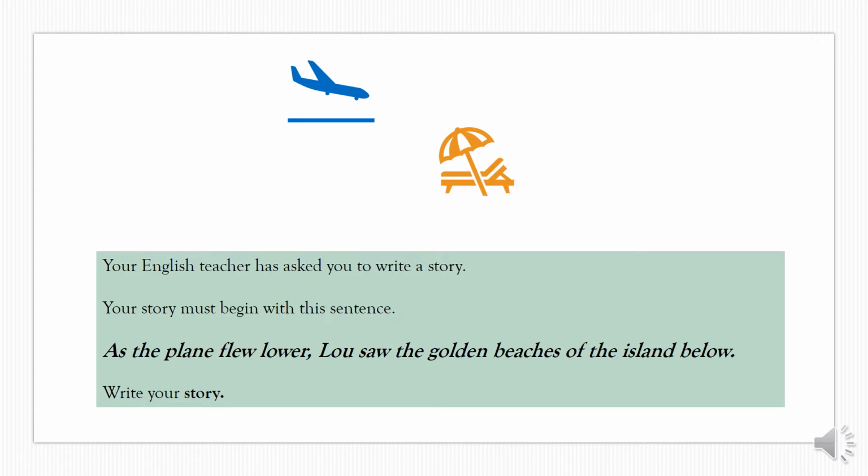Let's have a look at a typical example task and see how we can answer the questions that we already discussed earlier. So the question here is, your English teacher has asked you to write a story. Your story must begin with this sentence. As the plane flew lower, Lou saw the golden beaches of the island below. Now write your story. You can see that there isn't a lot of information, but we still have to check the task very carefully so we know exactly what to do.